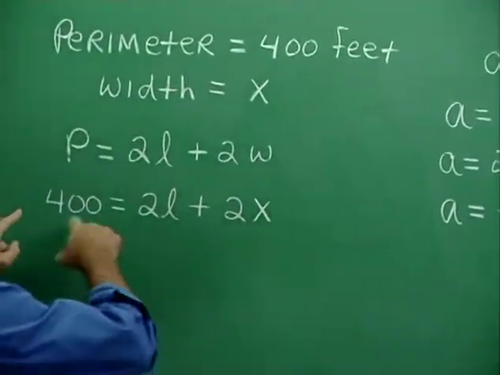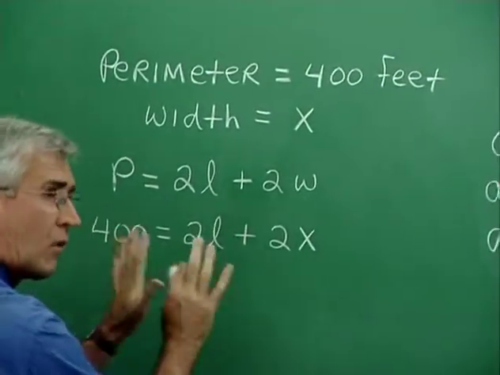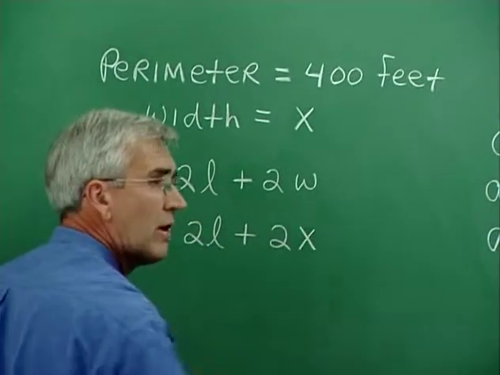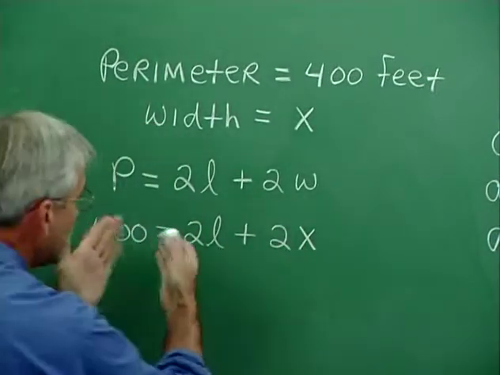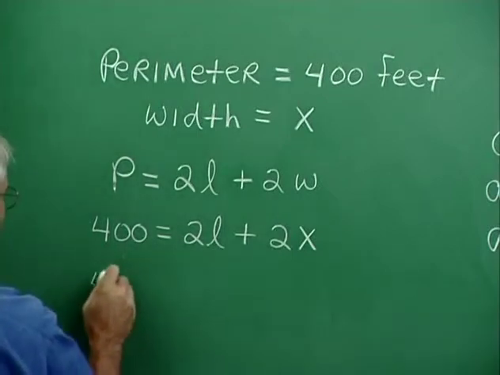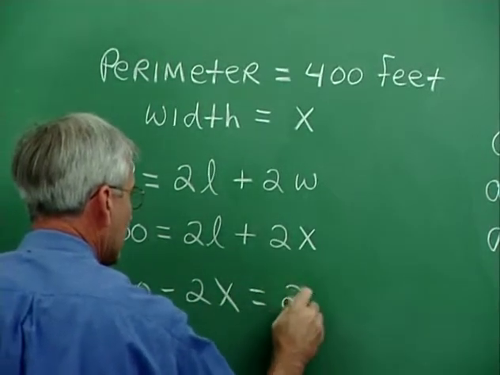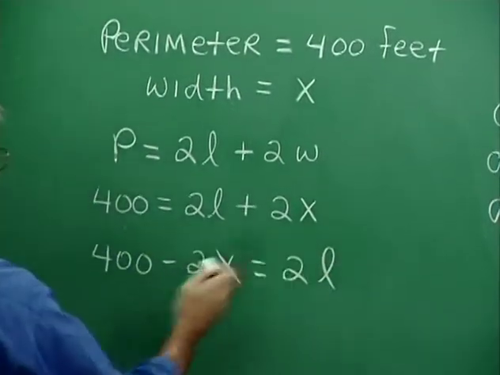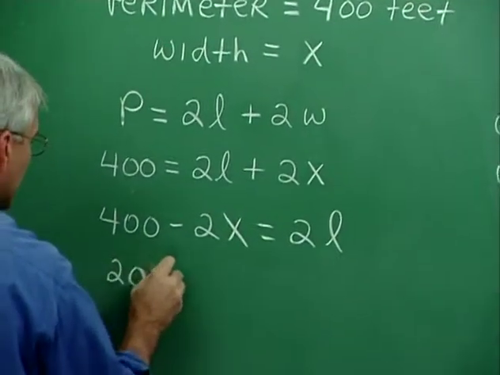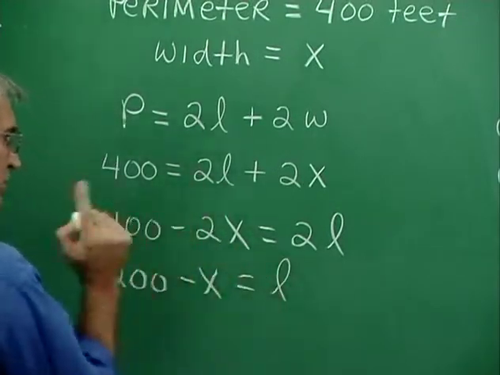We first of all take this relationship, and we need some way of writing the length in terms of the width. So we're going to take this and solve it for L. We write 400 minus 2x equals 2L. I'm dividing throughout by 2, and I get 200 minus x equals L. Now we have a representation for the length.